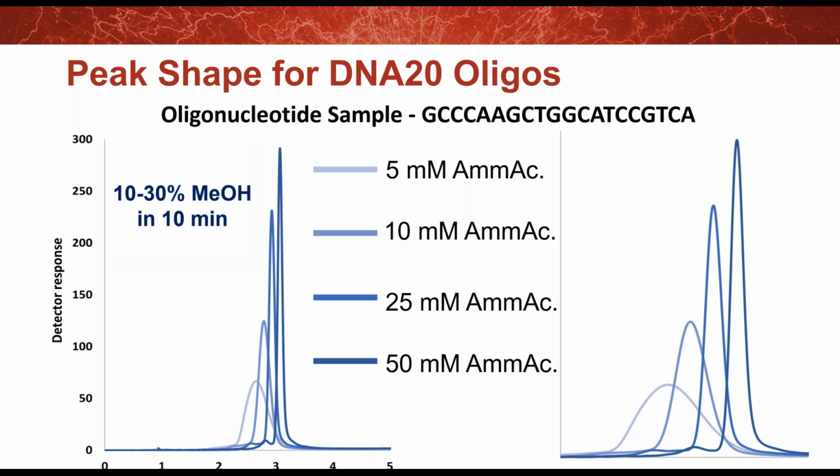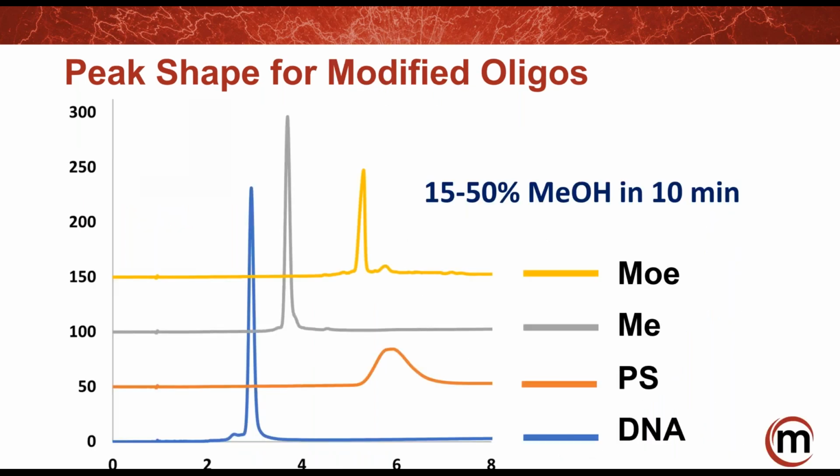I feel comfortable, again, 10 to 30% methanol in 10 minutes. I think if you went with 15, you are really going to be humming at that point, and the mass spec can easily handle 15 millimolar ammonium acetate. That's something you guys do every day.